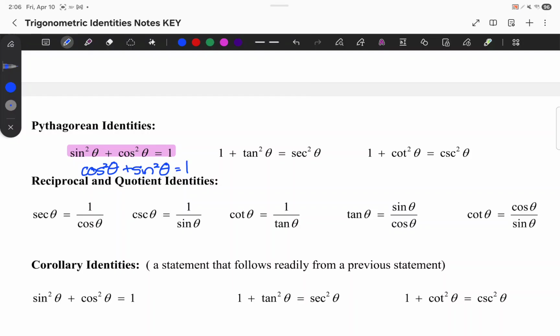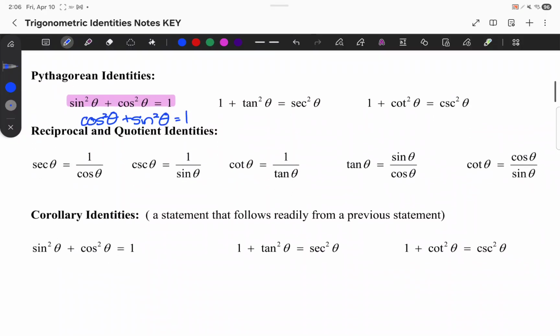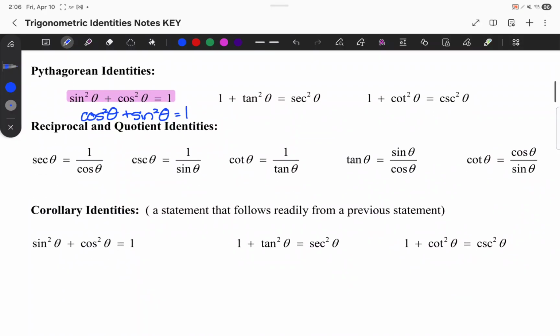Sound okay? So what we're going to do today is focus on the top identities. The Pythagorean identities are the new ones we're introducing. We already know our reciprocal identities. Now we also know our extra identities for tan and cotan.